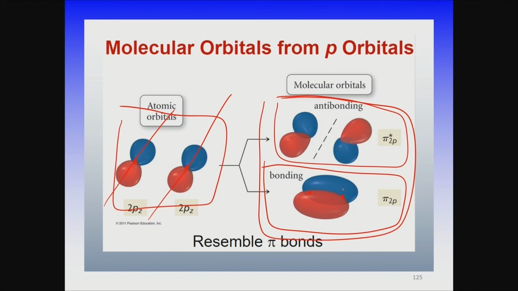You have blobs that are, say, between the nuclei and me, and then you have a blob of density between the nuclei and the board. So anyway, this is not going to be a sigma orbital, and the reason is we don't have electron density cylindrically arranged around that internuclear axis. So this must be a pi orbital.